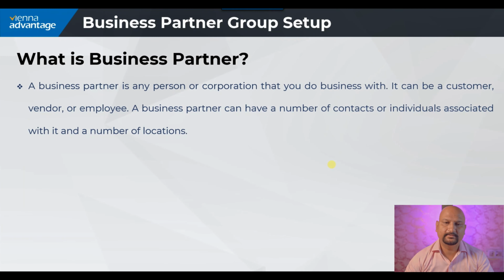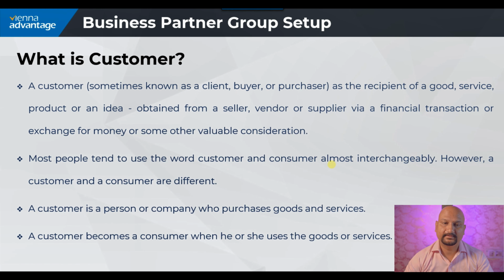So let's quickly go through what a business partner is. A business partner is any person or corporation that you do business with. It can be a customer, vendor, or employee. A business partner can have a number of contacts or individuals associated with it and a number of locations.